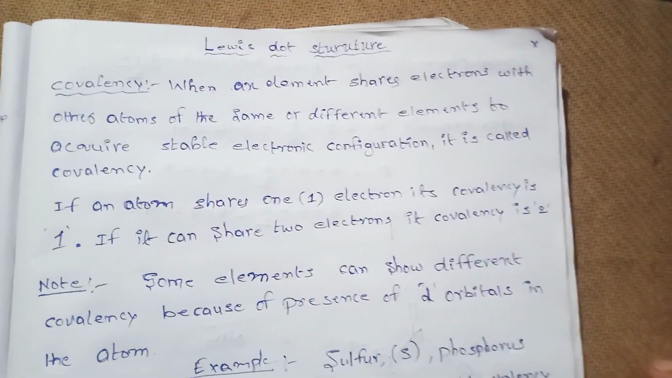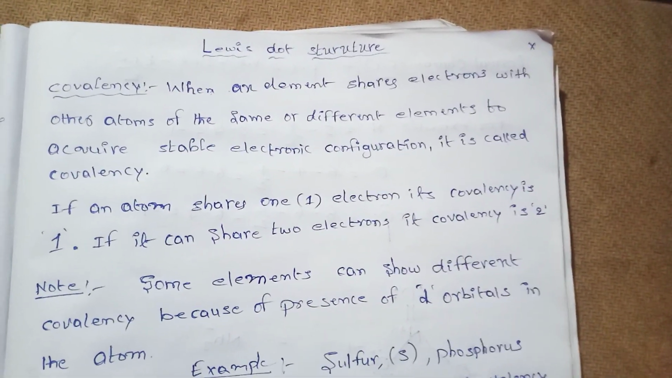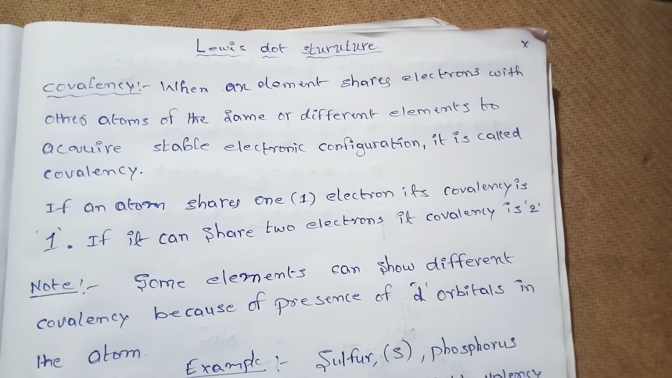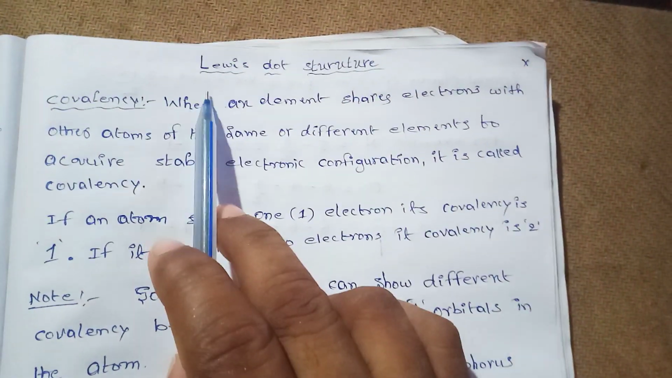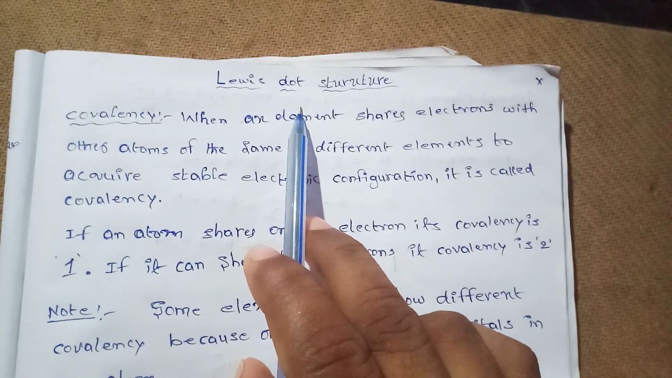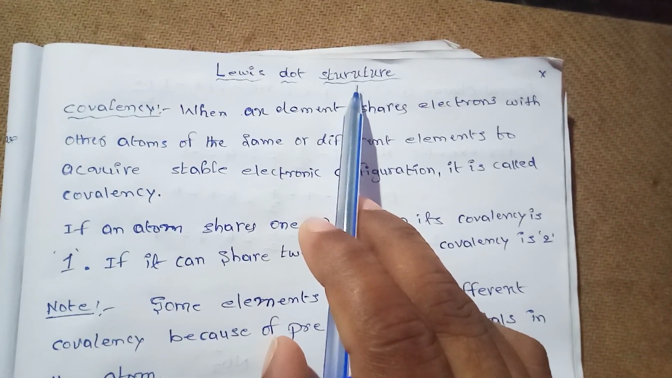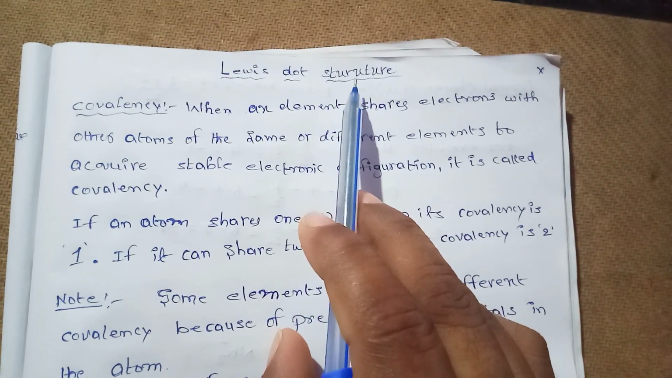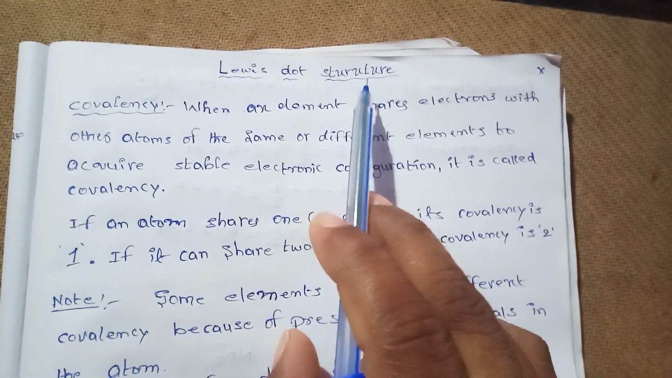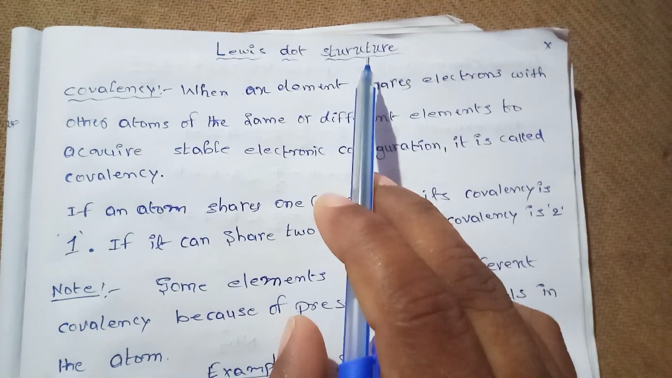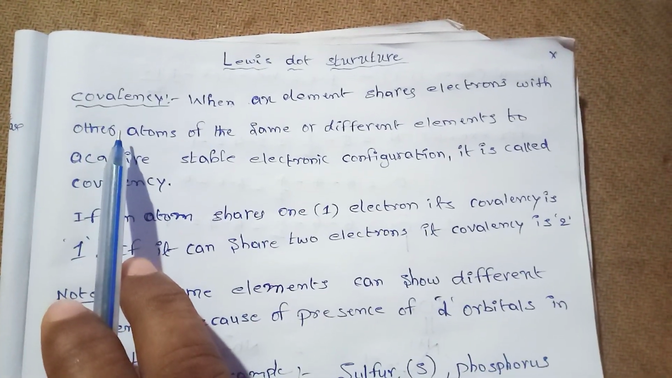Okay, good morning, friends. Today we are going to discuss the Lewis dot structure of any compound or molecule. Before learning the Lewis dot structure of a compound and element, we should first learn the term covalency.